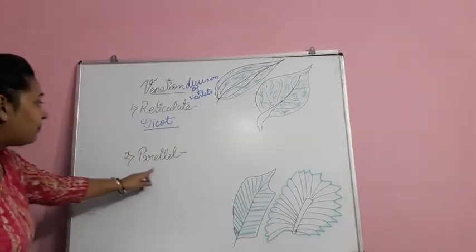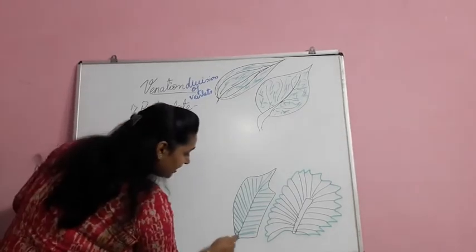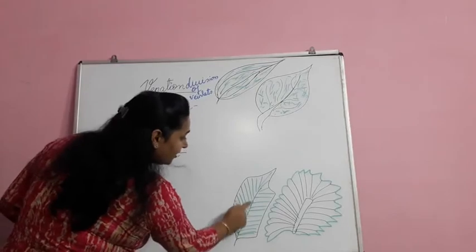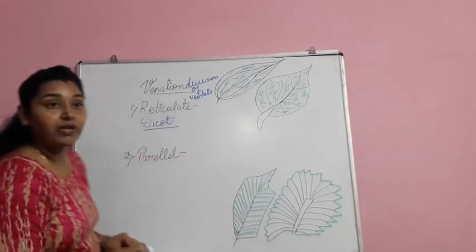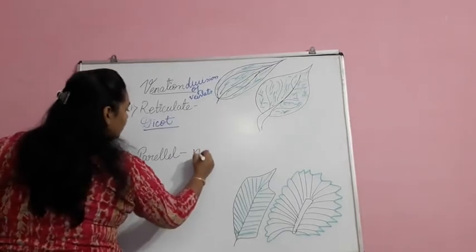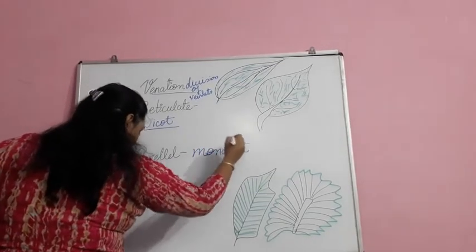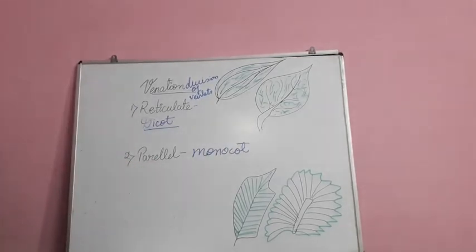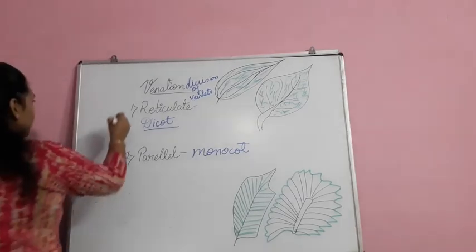Now let us see the parallel venation. In parallel venation you will always see that these veinlets are parallel to each other, as you can see over here. This kind of structure you will see in the monocot plants. So the monocot plants show the parallel venation where all these veinlets run parallel to each other.